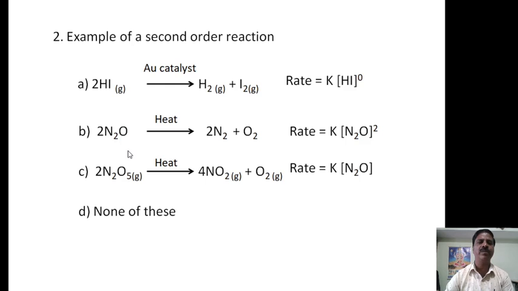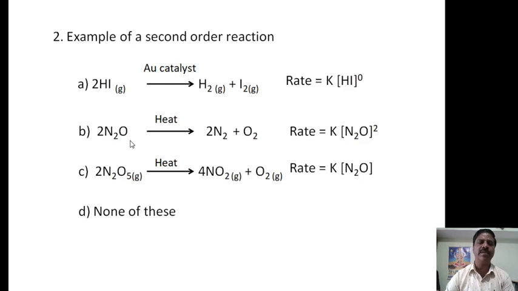Second question: which one is an example of a second order reaction? Here, two molecules of HI gas undergo dissociation in the presence of a gold catalyst. Hydrogen gas and iodine gas are liberated, and the experimental rate equation is given as rate equals K times the molar concentration of HI to the power of 0.